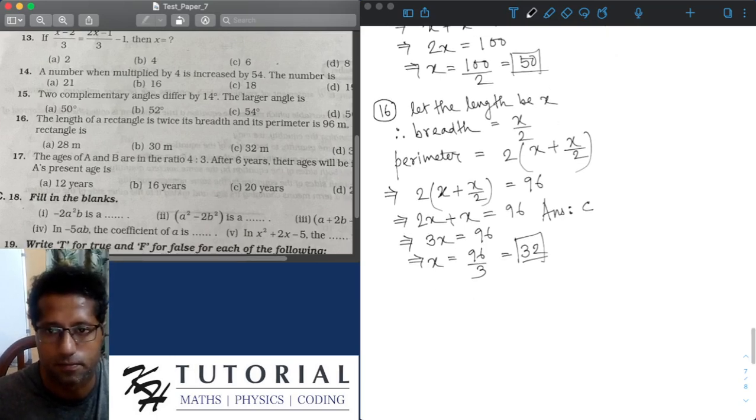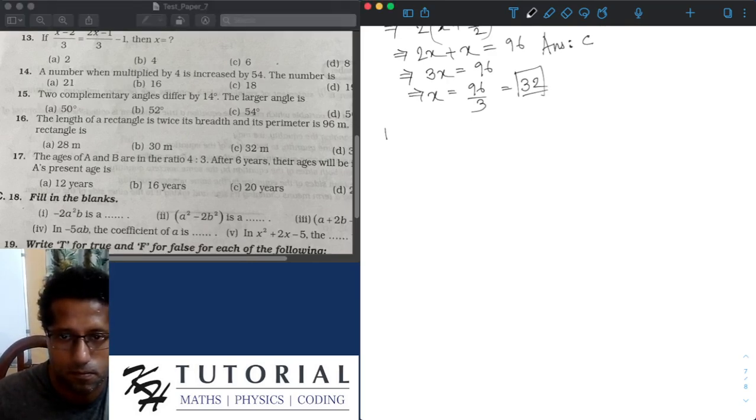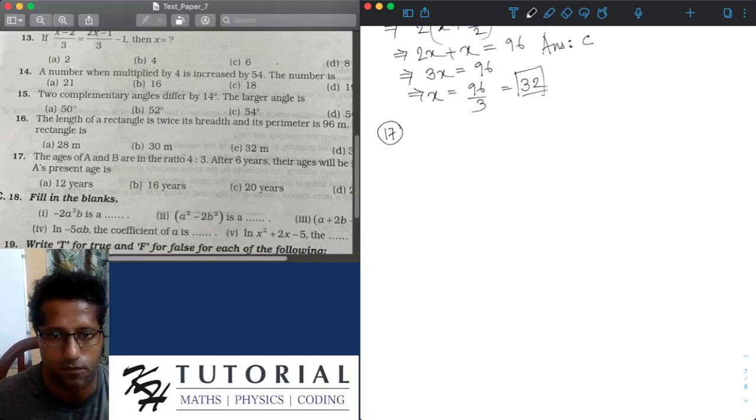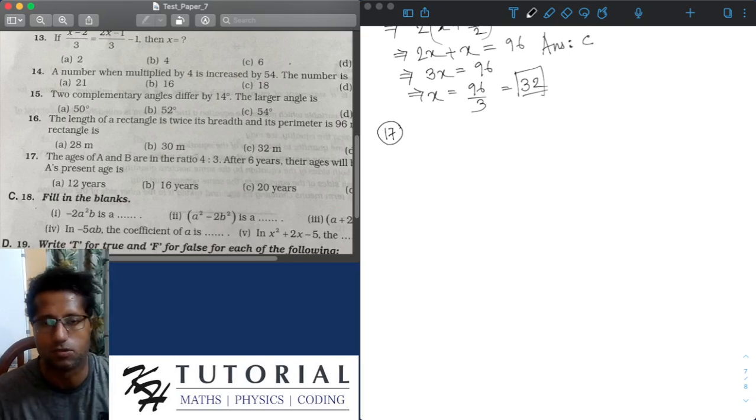Question number 17 says the ages of A and B are in the ratio 4:3. After 6 years, the ages will be in the ratio 11:9. Okay. So you will need the concept of ratio to solve this problem. The ages are in the ratio 4 by 3.